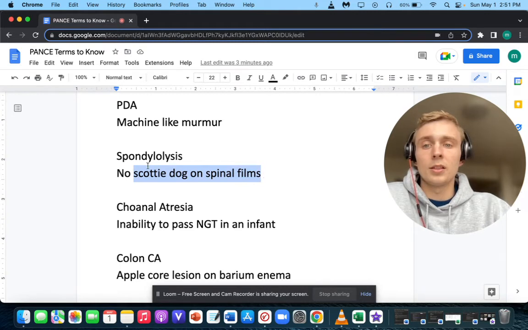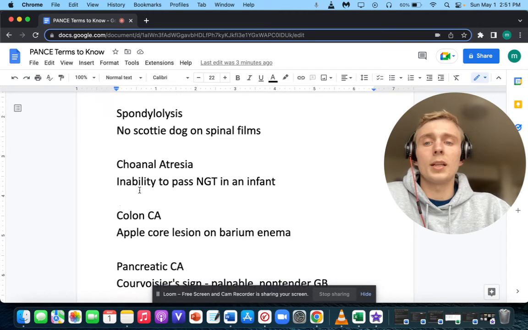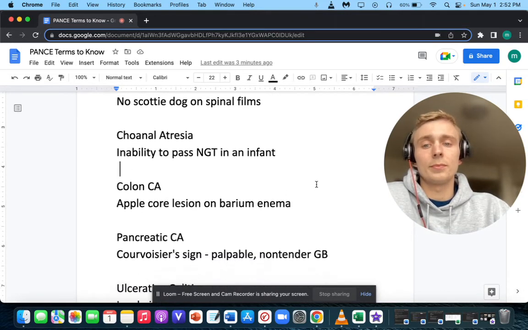So spondylolysis. What if you have somebody that's having an inability to pass the NG tube in an infant? So inability to pass the NG tube in an infant. That'll be choanal atresia. So choanal atresia, inability to pass an NG tube in an infant.